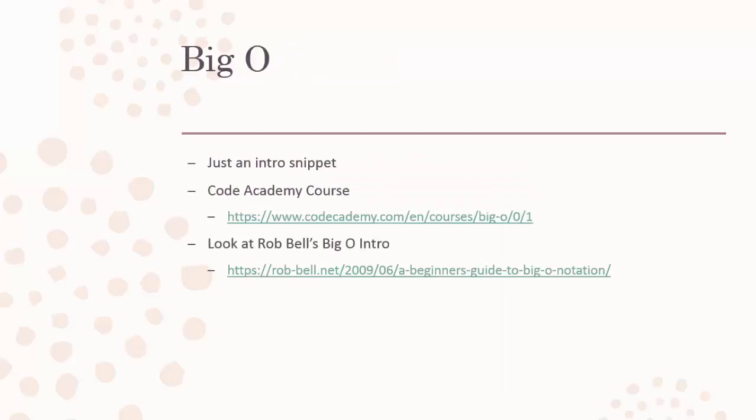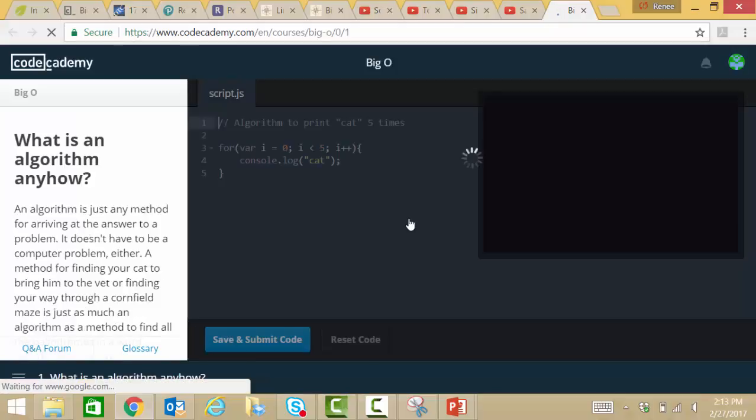If you'd like to know a little bit more about Big O, and our book definitely gets pretty intense into the subject of the Big O notation, Code Academy has a new course on Big O. There's also an intro here that Rob Bell has created that talks a lot about it. I'm going to click on the Code Academy course. If you haven't already created a Code Academy account, you probably want to create one and just have it handy.